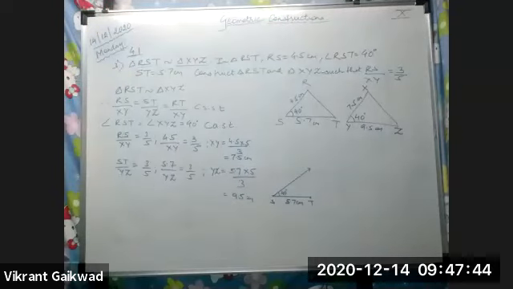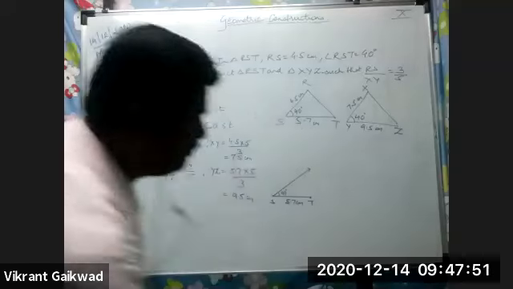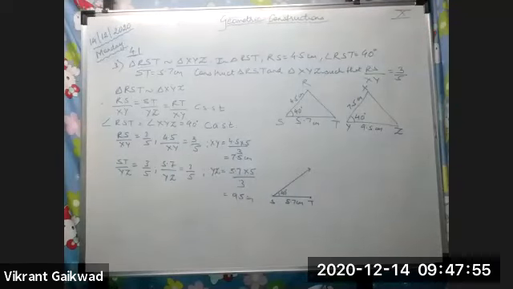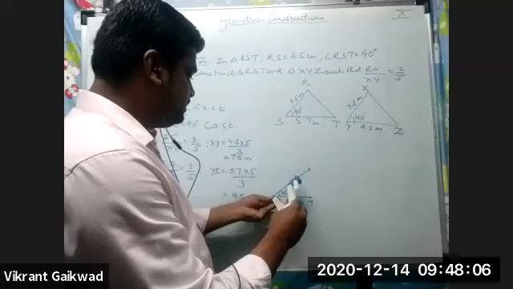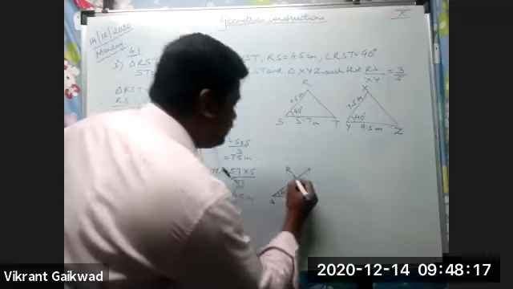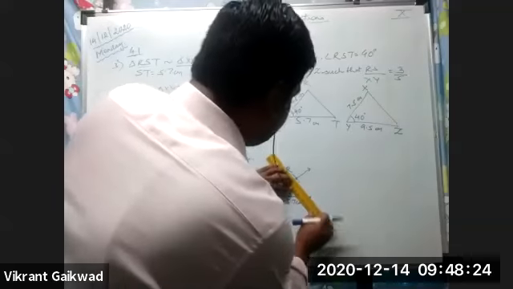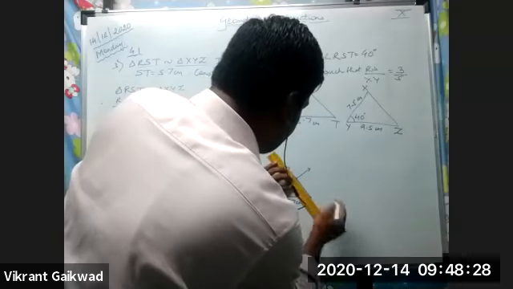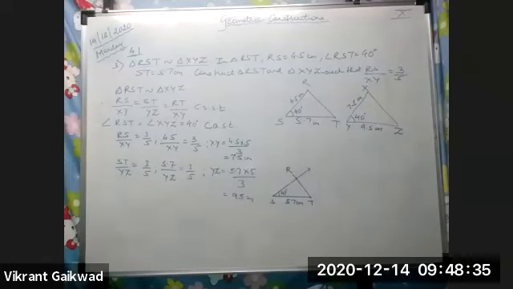You've got a ray which contains point R. From S to R, the distance is 4.5. So take a distance of 4.5 on your compass, keep the tip at S, and mark an arc. Understood? This will give you point R. Join point R with point T. So RST is the required triangle.